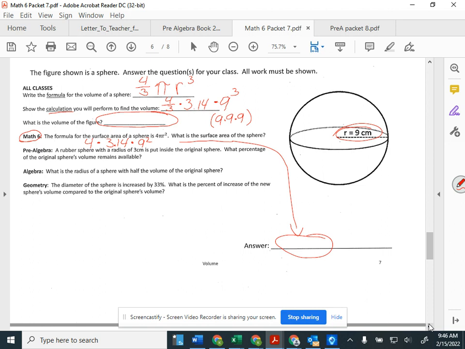So instead of doing 9 cubed, if you found what 9 times 9 times 9 is, you would put that in. So what you could put into your calculator is 4 times 3.14 times 9 times 9 times 9 divided by 3.